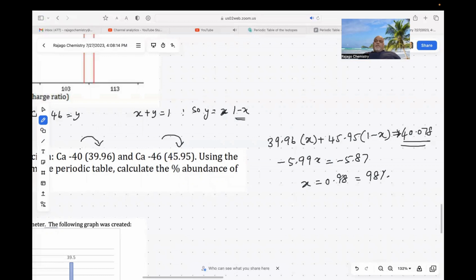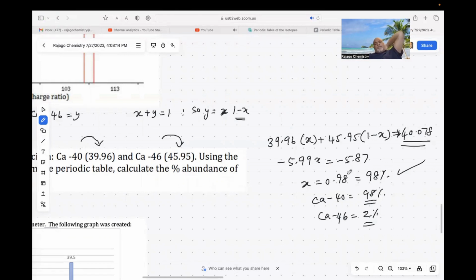So calcium-40 will be 98% and calcium-46 will be 2%. If this is 98, this will be 2. So this is how you're going to solve this. Okay, this is very simple. It's a different algebraic way of solving this.